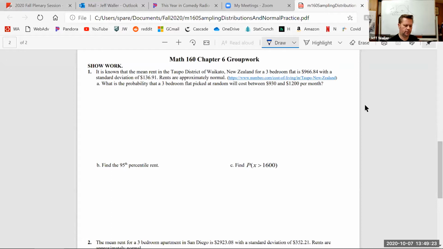Let's see. So real quick, just to catch up with you guys on this problem. If I draw this picture, so I know it's approximately normal, so I'm allowed to do this picture. What goes right in the middle? 0. 966.84.